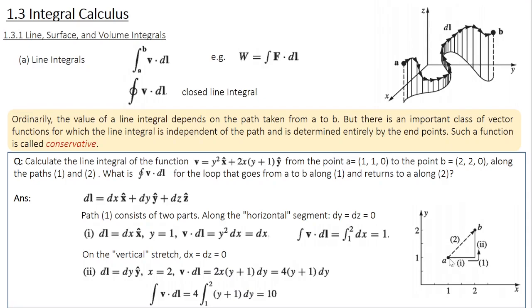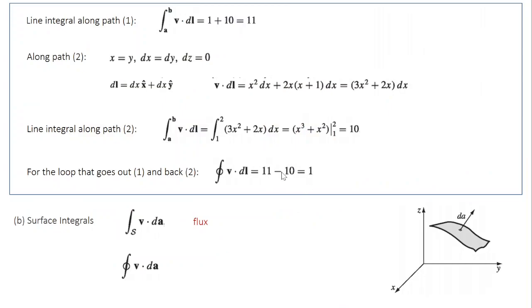So you start along path 1 from A to B and you come from B to A against path 2. So this value is 11, from A to B along path 2 is 10, but now you are moving in the opposite direction of 2. So that gives you minus 10. So total value of the line integral for this closed loop is 11 minus 10, which is 1.